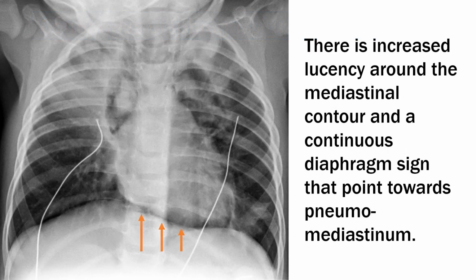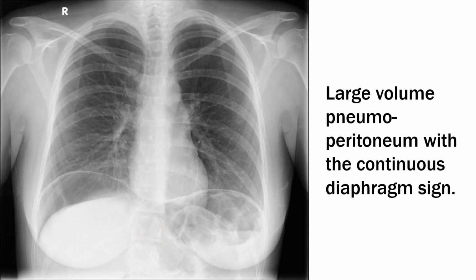In this X-ray, there is increased lucency around the mediastinal contour and a continuous diaphragm sign that point towards pneumomediastinum. This is a large volume pneumoperitoneum with the continuous diaphragm sign.